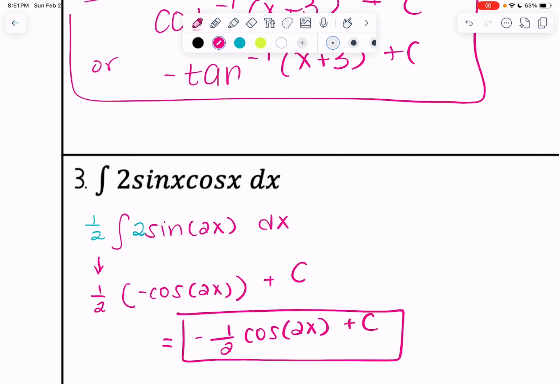So keep in mind, if this piece that I'm circling, the derivative of the inner function, is already sitting out front, that's your indicator that you can basically reverse chain rule. Normally we multiply by the derivative of the inside when we are deriving, but now we are just going to have that derivative sitting out front.